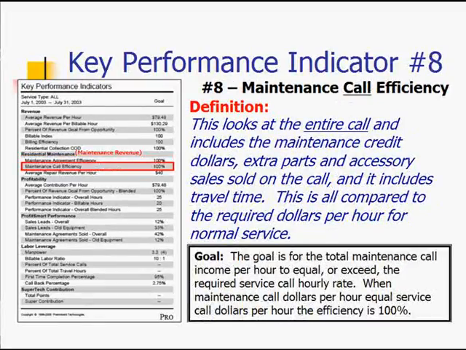The eighth key performance indicator is called maintenance call efficiency. Call efficiency looks at the entire call, and it includes the maintenance credit dollars, the extra parts and accessories that are sold on the call, and it includes travel time. This is all compared to the required dollars per hour for a normal service call. The goal is for the total maintenance call income per hour to equal or exceed the required service call's hourly rate. When the maintenance call dollars per hour equals service call dollars per hour, your efficiency is going to be 100%.